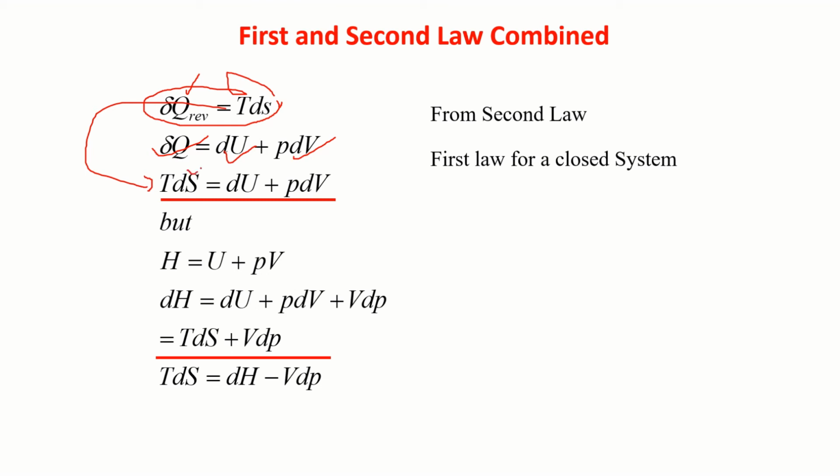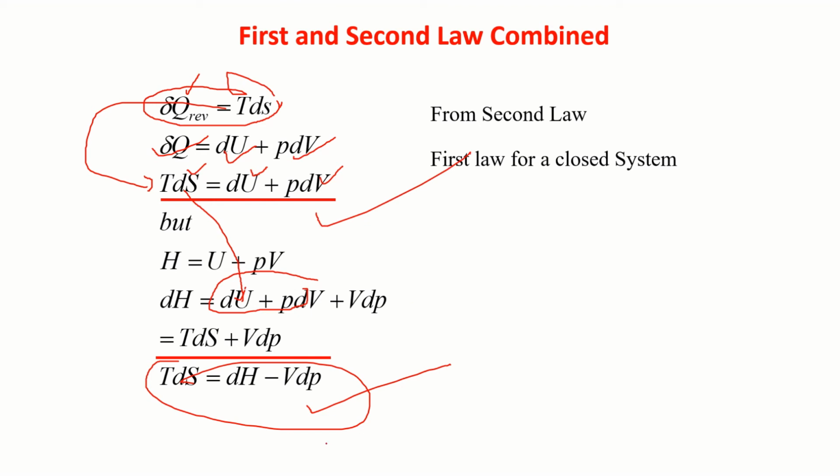Okay, if you want, you can write this as small s, small u, small v. Again, H is equal to U plus PV, you know. Differentiate: dH is equal to dU plus PdV plus VdP. dU plus PdV, we can bring in here TdS. Substitute here: TdS plus VdP. So TdS is equal to dH minus VdP. Okay. These are the two thermodynamic relationships we can use. This we can apply for a closed system. This we can use for a steady flow system.